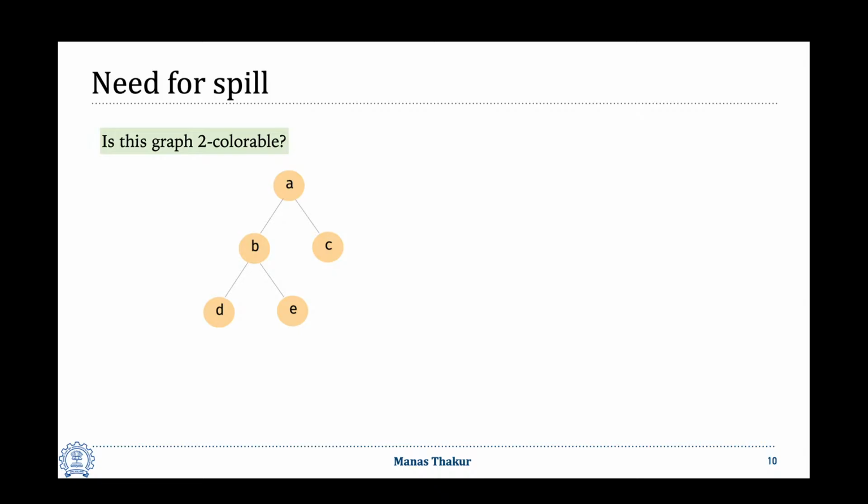And can B be assigned R1 now? No. So let's put it into R2. C similarly cannot be assigned R1, so let's put it into R2. Since this is in R2, D can be assigned R1, and since this is in R2, this can also be assigned R1. So is this graph 2-colorable as per the algorithm that we used just now? Yes. So that means two registers can be used to perform register allocation for a program that led to this interference graph.